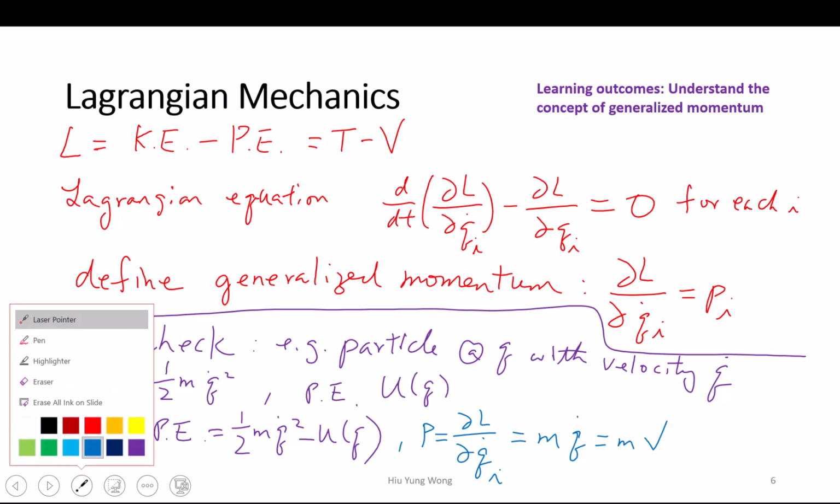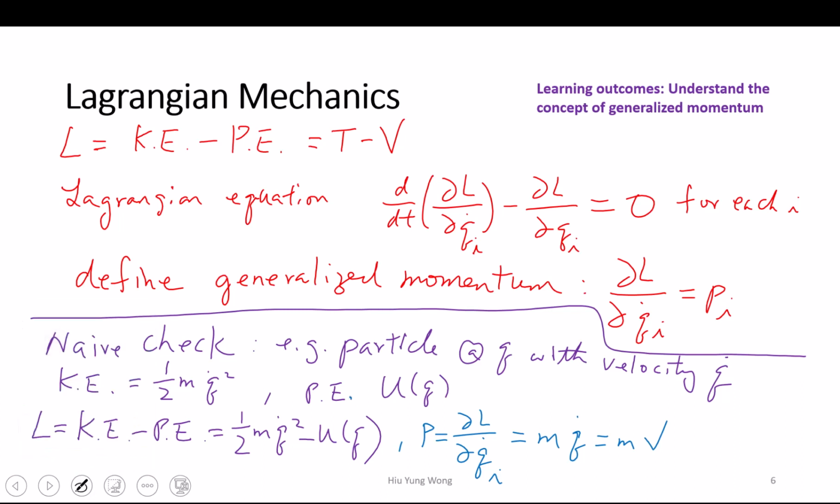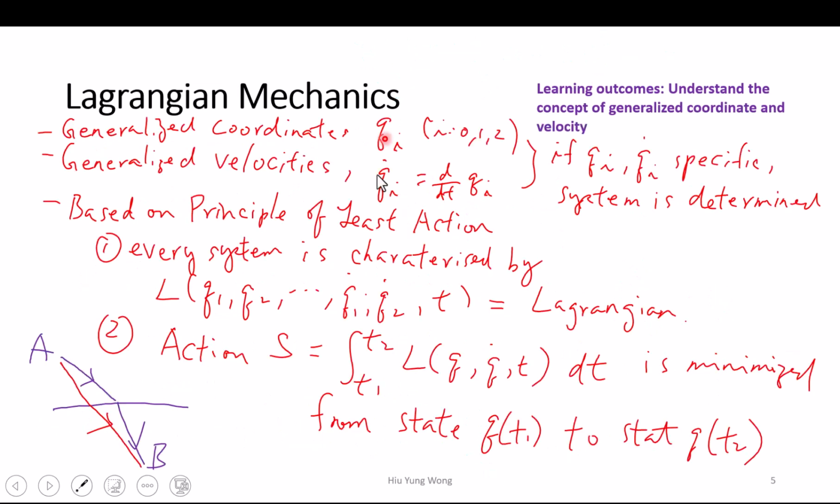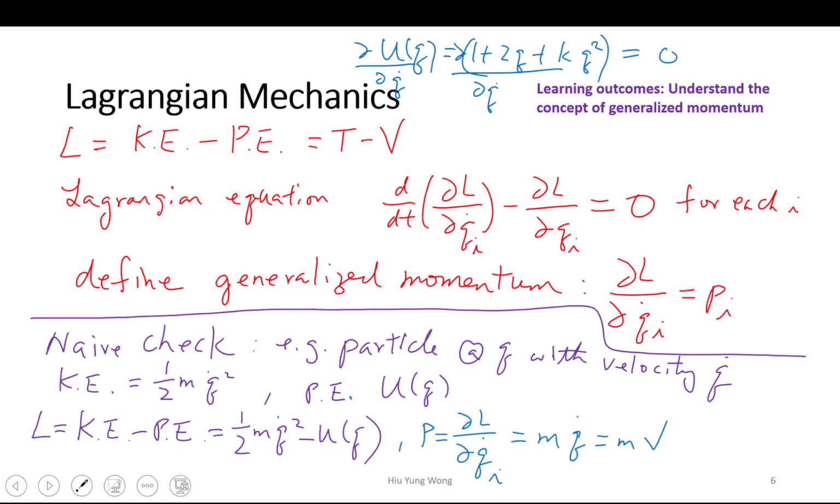Sorry, this is a typo. Not a typo. This is PE on top. This is only U of q. Because when you say this is U of q, it means maybe I have something like 1 plus 2q plus kq squared, but I don't have q dot. So when I do the partial derivative with respect to q dot, everything becomes 0. Because, as we said in this formalism, q_i and q dot are two independent variables. Yeah, good question. Okay, yeah.